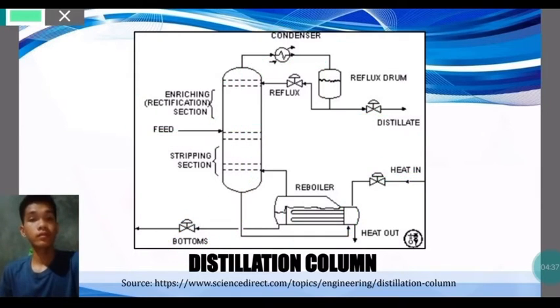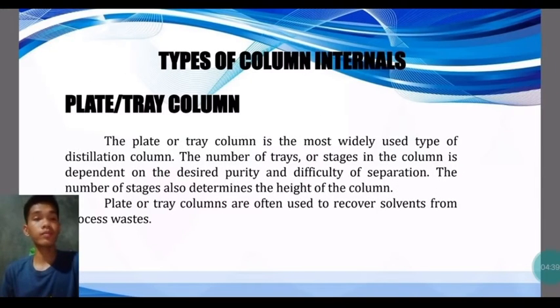Now, we go on to the types of column internals. First is the plate or tray column. The plate or tray column is the most widely used type of distillation column. The number of trays or stages in the column is dependent on the desired purity and difficulty of the separation. The number of stages also determines the height of the column. Plate or tray columns are often used to recover solvents for process wastes.